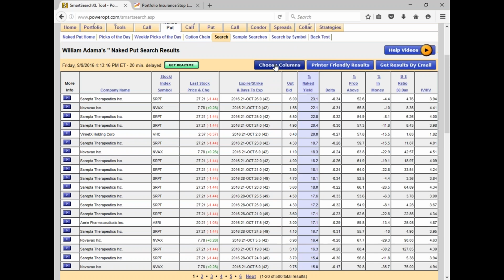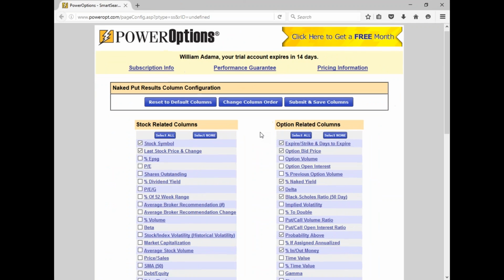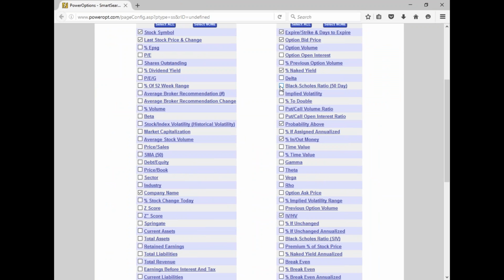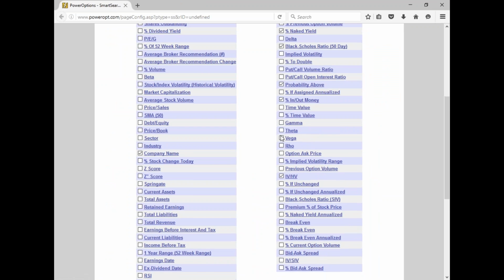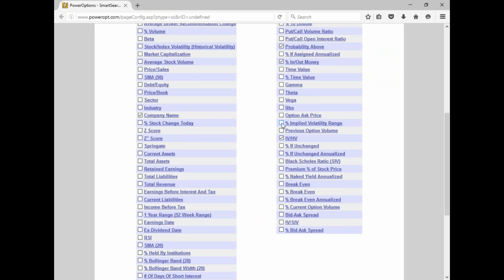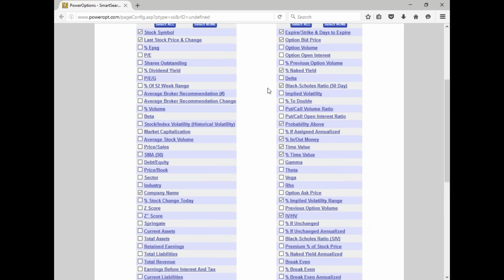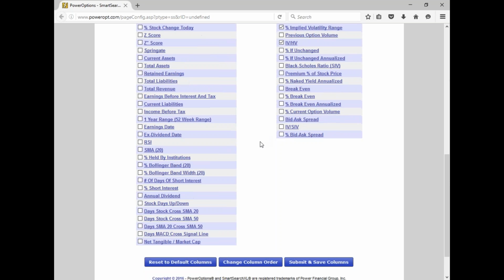So we're going to go back in and choose columns. I'm going to take out some of the material we don't need, such as delta. No, we'll leave Black-Scholes ratio, in range, and at the money. IV over HV we want. We want the percent implied volatility range. I want the time value and the percentage time value as well. And of course, I want the standard implied volatility.